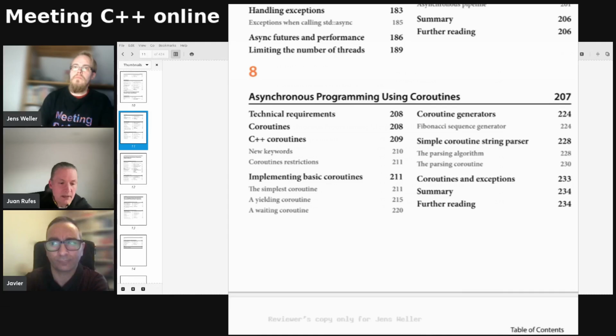So the approach is very curious, because when I sat down to write this chapter, I remember a colleague of mine who told me one day, "Hey, I read a lot about coroutines, but I don't understand anything." So I thought, okay, I'm going to try to write something very simple for people to understand how this works.